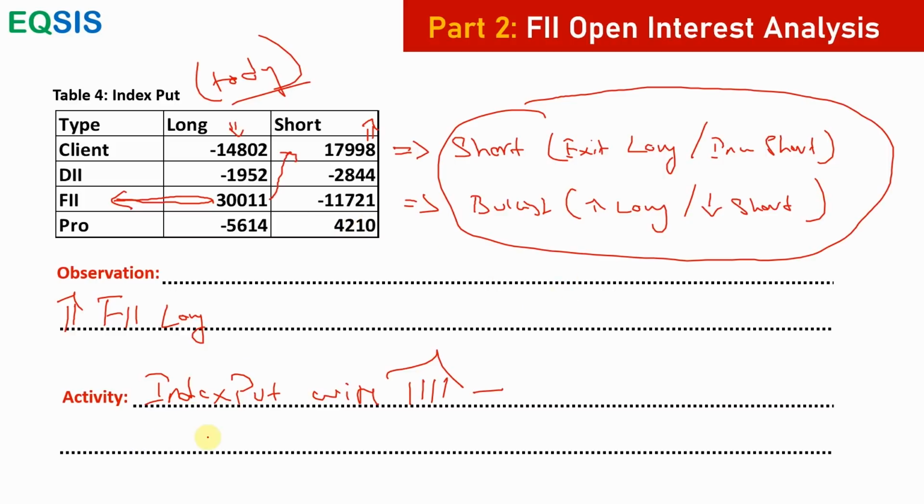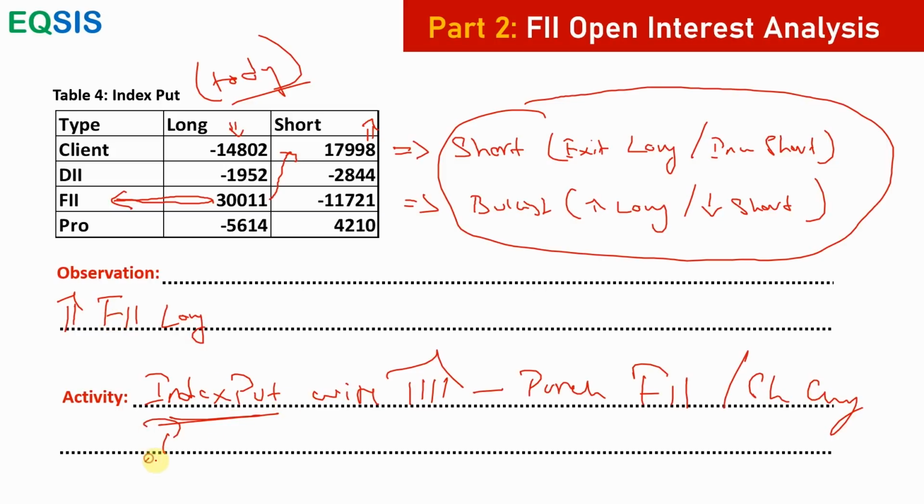So if you ask me what my activity is, I search for index put options with increases in open interest. Then I conclude those are purchased by FII and shorted by clients. Because if by any chance that particular strike price is taken out, then a lot more short covering is expected from the client perspective.